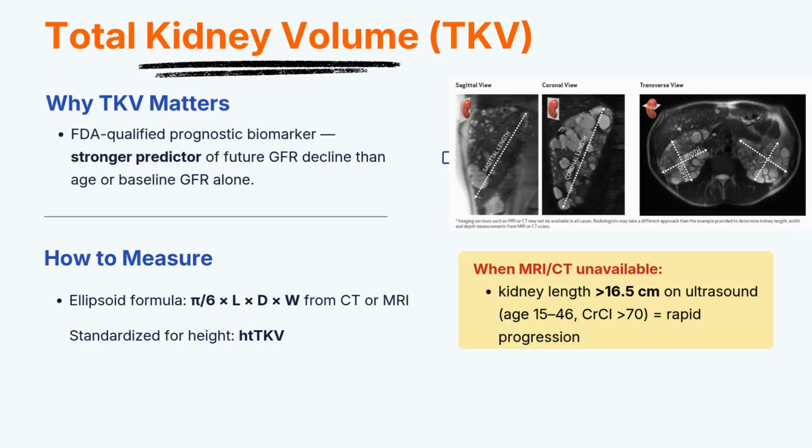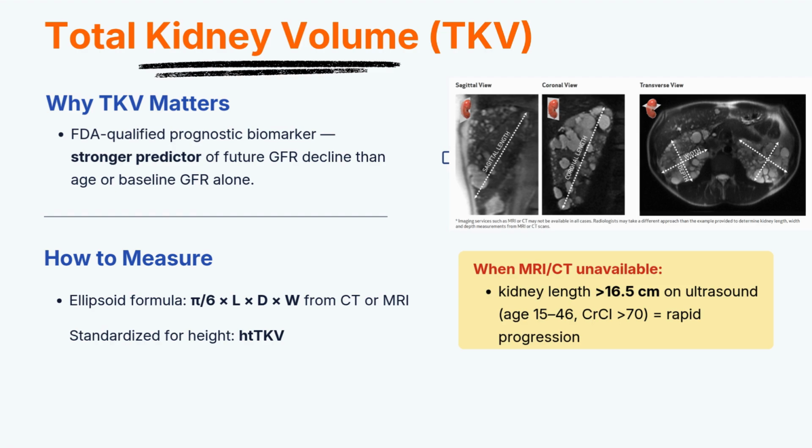TKV is actually an FDA qualified prognostic biomarker, and importantly, is a stronger predictor of future GFR decline than age or baseline kidney function alone. So this shifts our mindset from just looking at the function to looking at structure and trajectory. In practice, TKV is typically measured using CT or MRI. We use the ellipsoid formula, pi over 6 multiplied by length, depth and width. And to improve accuracy across patients, we standardize it to height, what we call height-adjusted TKV or HT-TKV.